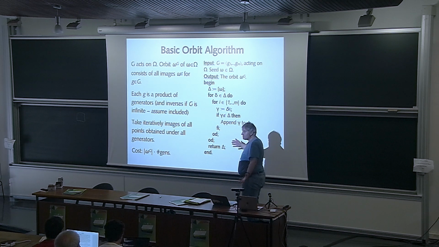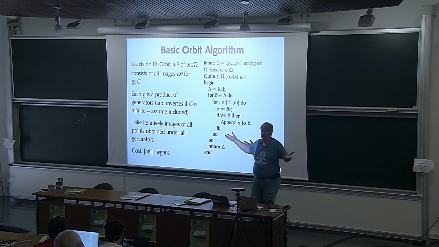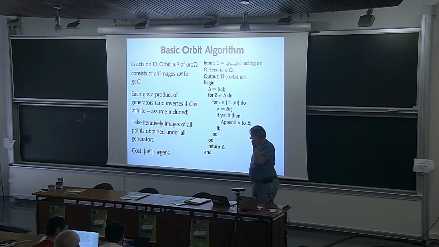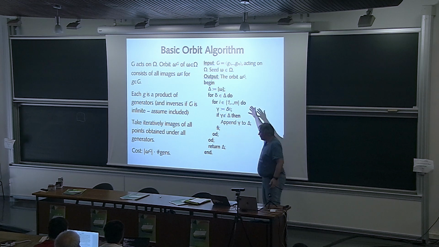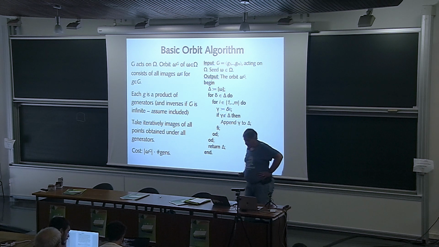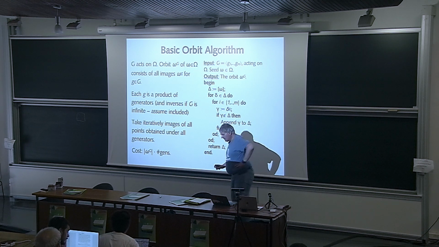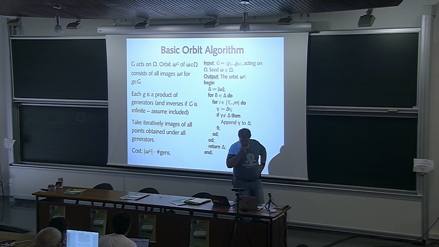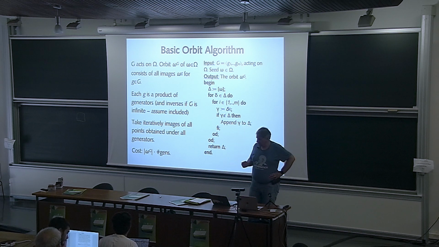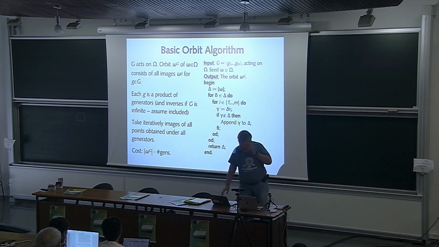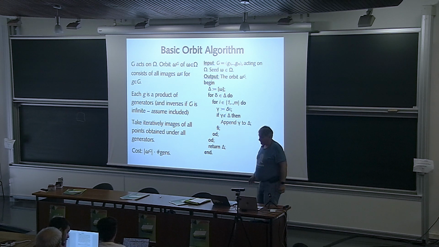And if this stops, it is the full orbit because there can't be any further element, since it would be the image of omega under a word in generators, and all words in generators are taken care of by this iterated process. So that's for calculating an orbit. The reason I wrote this algorithm out in so much detail is because that way the variants for stabilizer and transporter, I think, can be more easily understood.